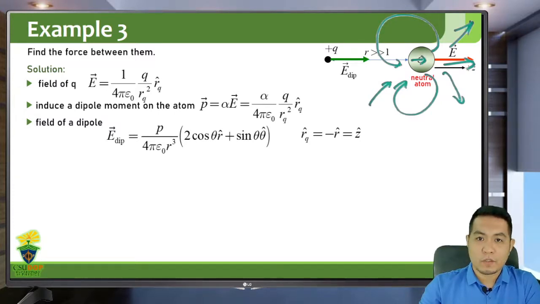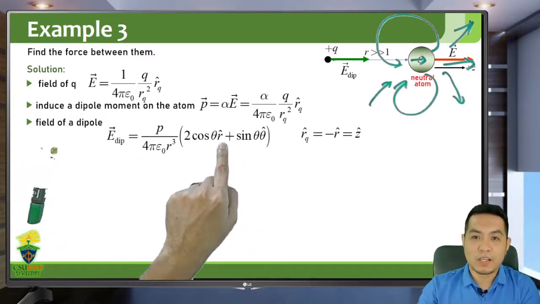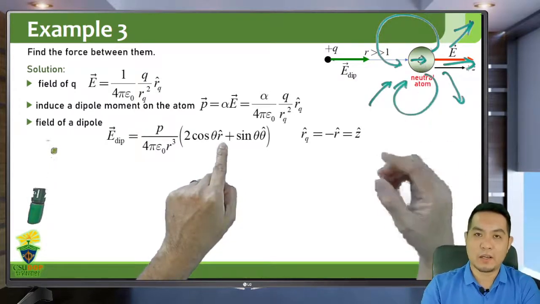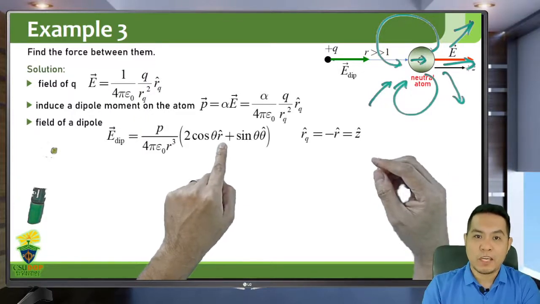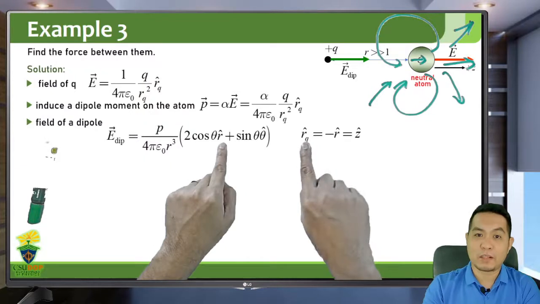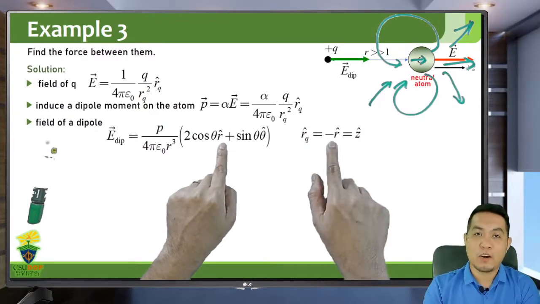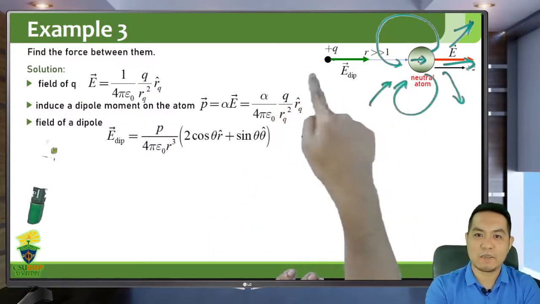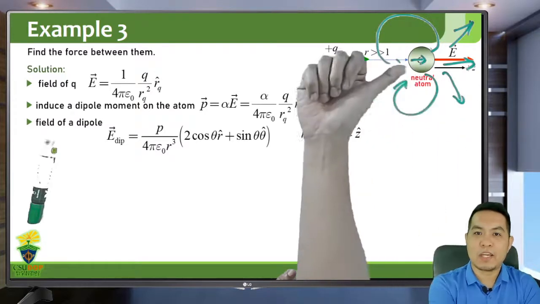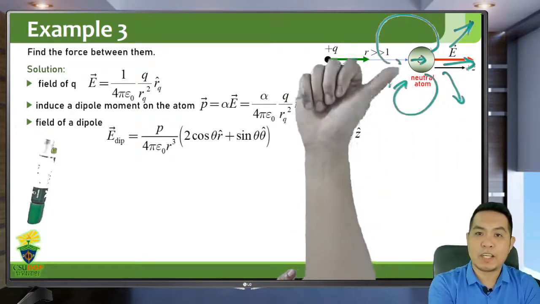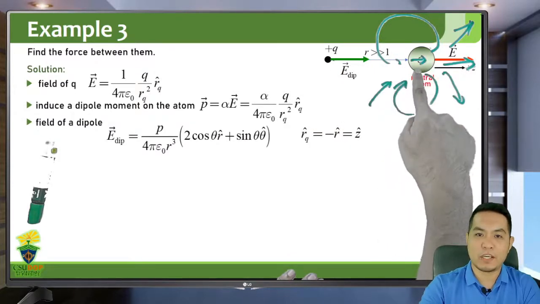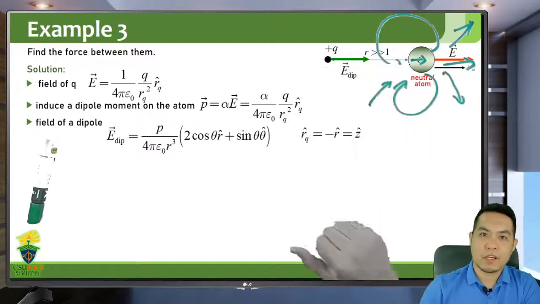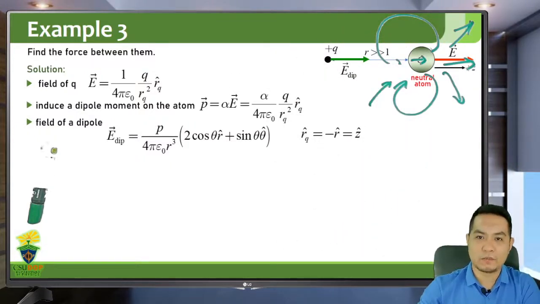By the way, this r hat here is the r for the dipole, the radial unit vector for the dipole. And if you relate that with the radial unit vector for the point charge, they're actually opposite of each other along this axis here, the negative z axis. Because along this axis, for the point charge, its r is actually along the positive z axis, but for the dipole, its r is actually in the opposite direction, negative z axis.